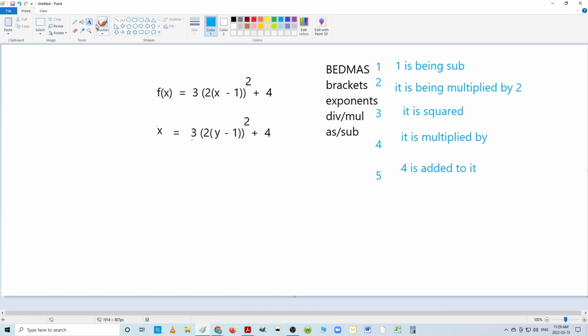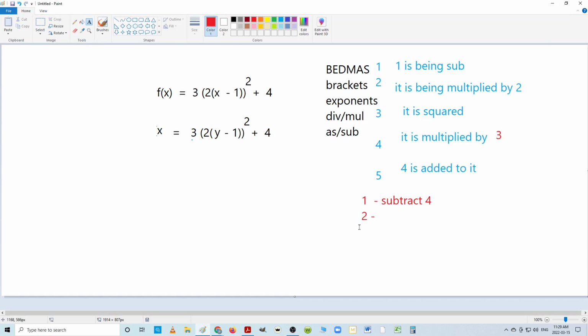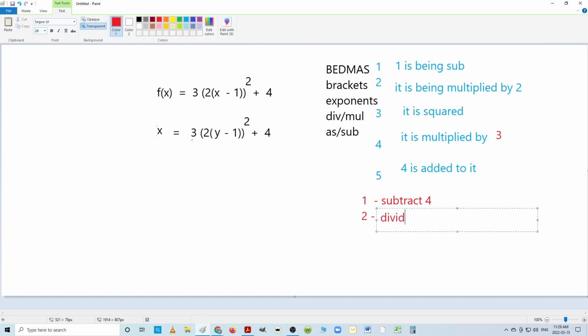Okay? Now you're going to reverse the story starting with number 5 and reverse the action. So number 1 of how to undo this, what's the opposite of adding 4 to it? Subtract 4. Number 2, what's the reverse of multiplied by, I think it should have said 3. Multiplied by 3. What's the reverse? Divide both sides by 3. Number 3, what's the reverse of squared? Square root both sides. Number 4, what's the reverse of being multiplied by 2?